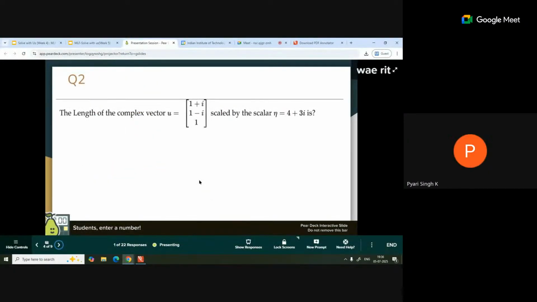Why did it say scaled by a scalar? Scalar can be a complex number as well, is it? Yeah, yeah. Because we are actually working in the complex coordinate system, so it is possible.